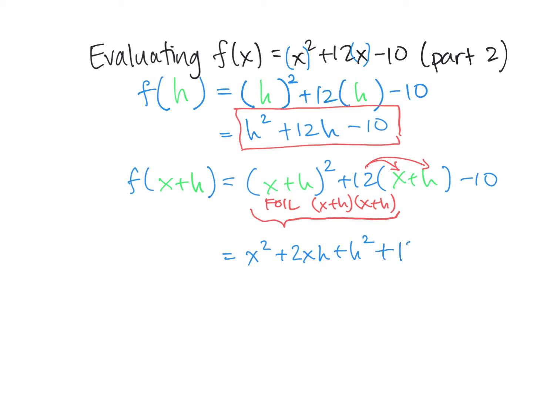Plus 12 times x is 12x, plus 12 times h is 12h, minus that 10. So we've successfully gotten rid of parentheses. And let's inspect, do I have any common, or any like terms? So I'm just going to start here and work my way to the right. And if I do this carefully enough, I only have to focus on the terms that follow, and I don't have to look forwards and backwards for like terms.